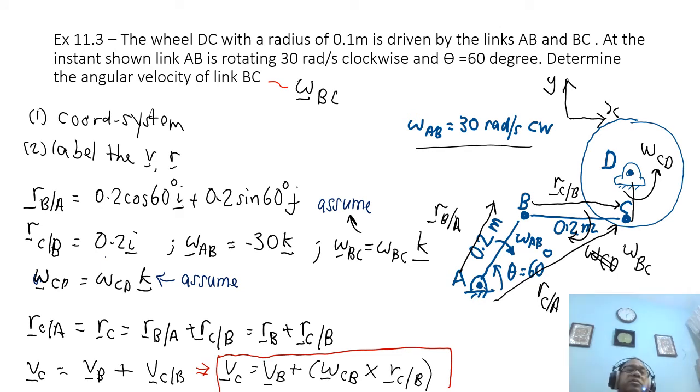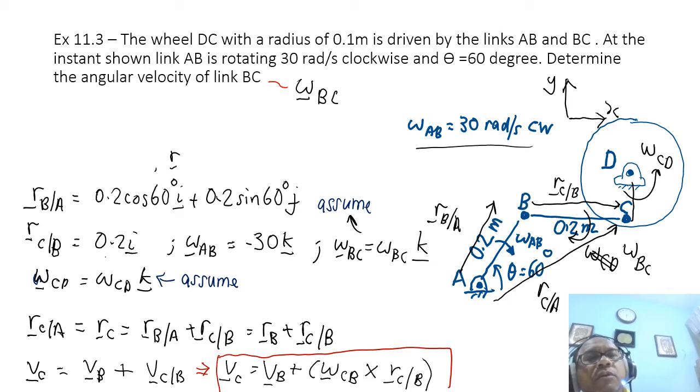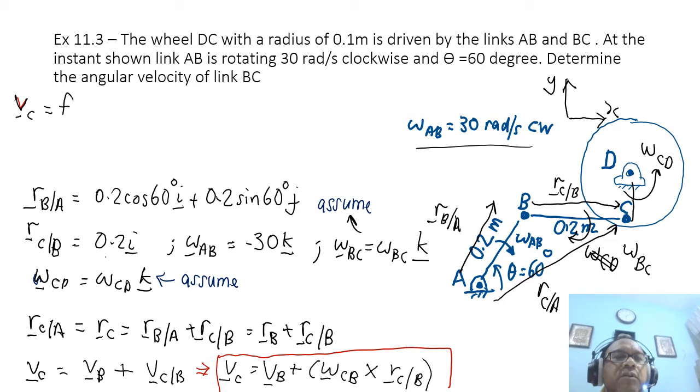Or would it be better for us to do it here? Maybe so. Let me clear this space up here. We don't need this space. So, do we know what VC is? Now, VC, how do we look at VC? VC is a fixed axis rotation.